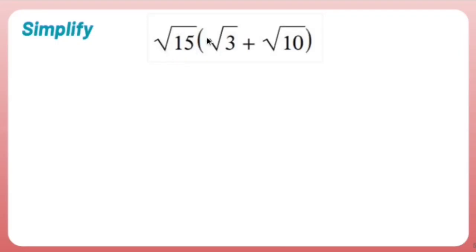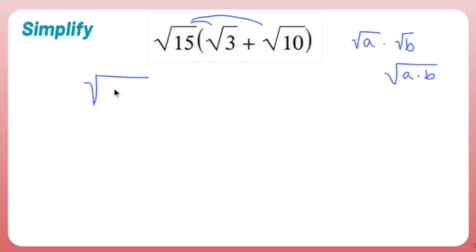Simplify the square root of 15 times parentheses root 3 plus root 10 close parentheses. Well, common sense tells us that we should do good old distributive property. So root 15 times root 3. Remember, when you multiply two square roots, you're allowed to multiply them within one square root. So the square root of 15 times the square root of 3 is the same thing as the square root of 15 times 3, which is 45.